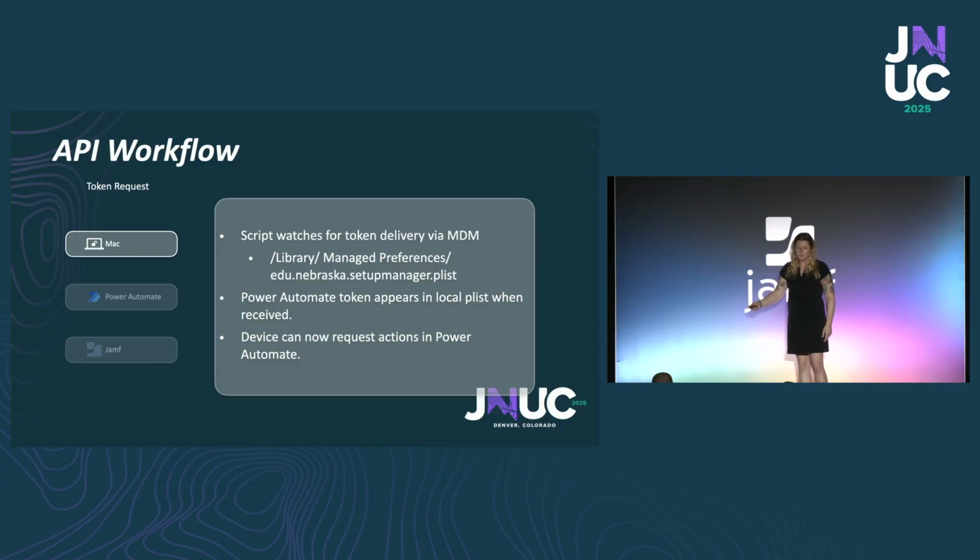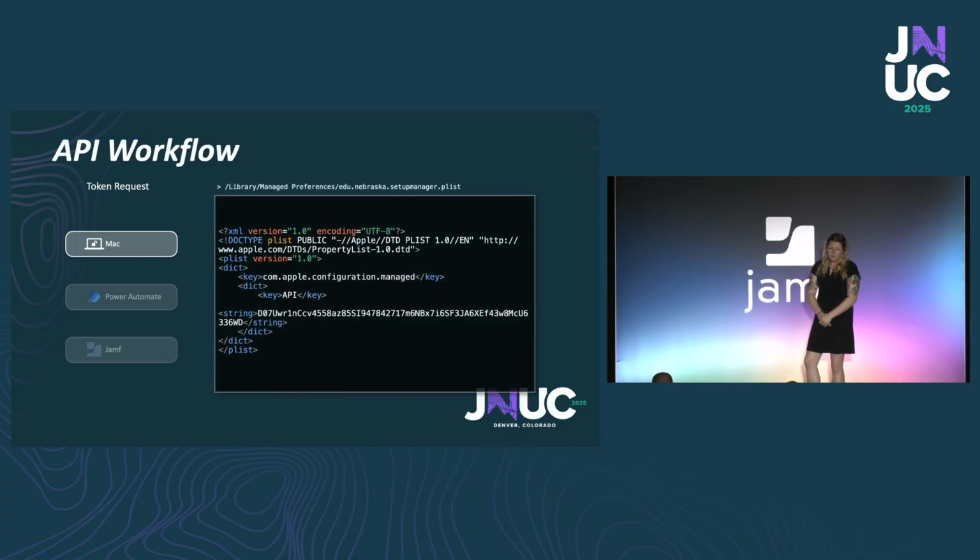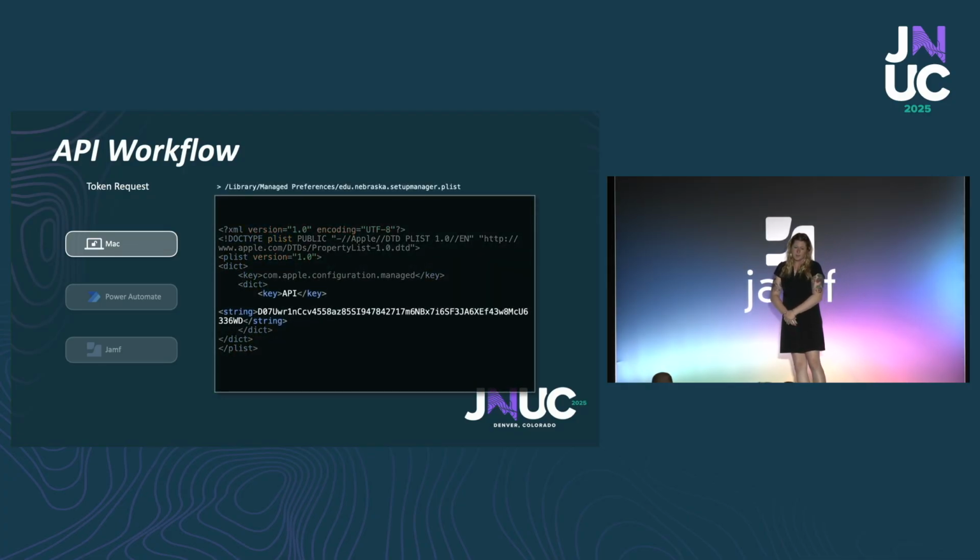That Power Automate token appears in that plist, and we can use that to request additional actions in our Power Automate flow. So before we did that init action, or initiate, now we're going to do something different with the same URL. Here's what that plist file looks like. Pretty straightforward. It's just an API key for the dictionary and then a string value.